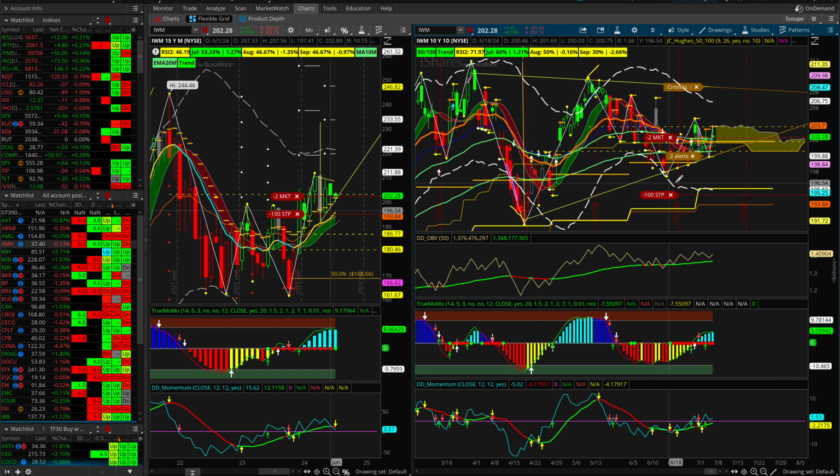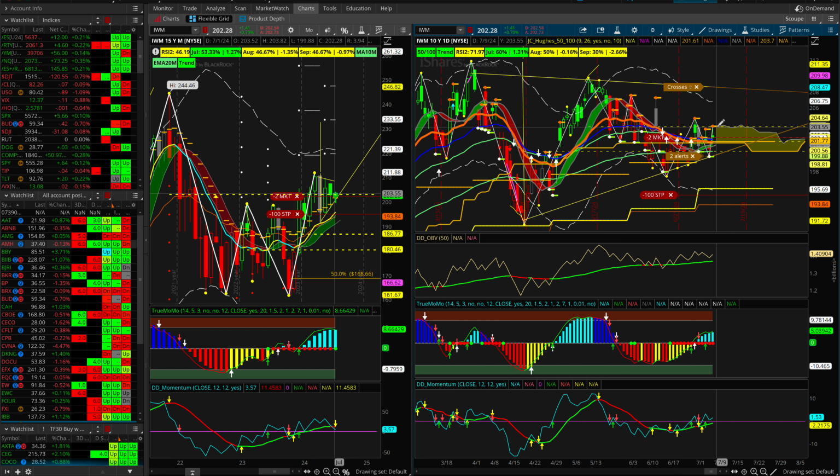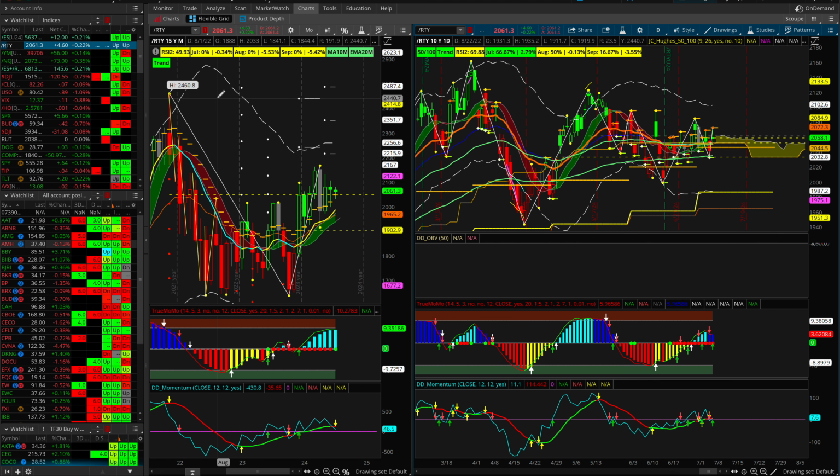We got this triangle pattern going on, and we'll see what happens. So I'm not married to the trade, so if we need to, we'll get out. What else? That's the Russell. The Russell futures look like this, real similar. You can see we haven't even come up to even think about hitting these targets yet.